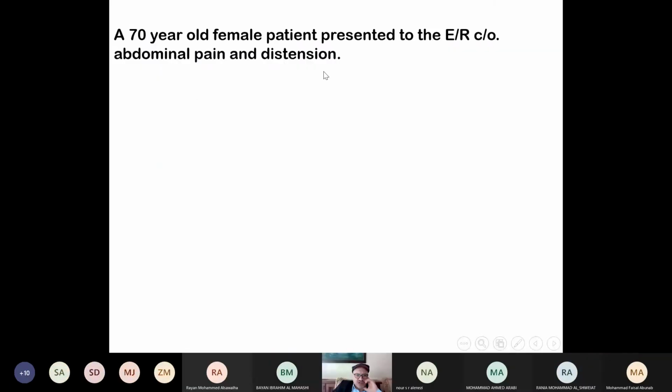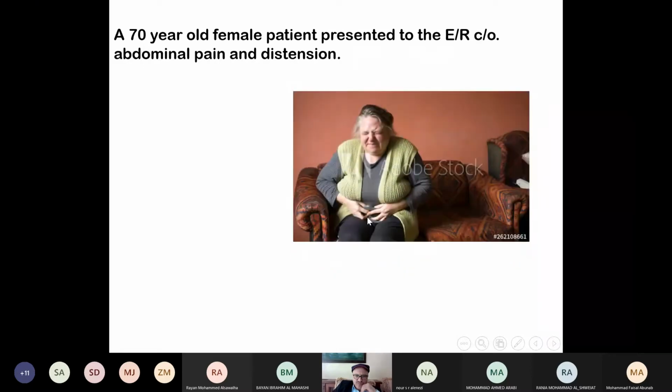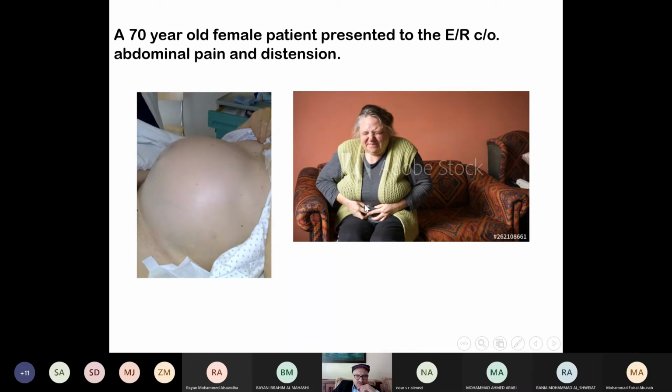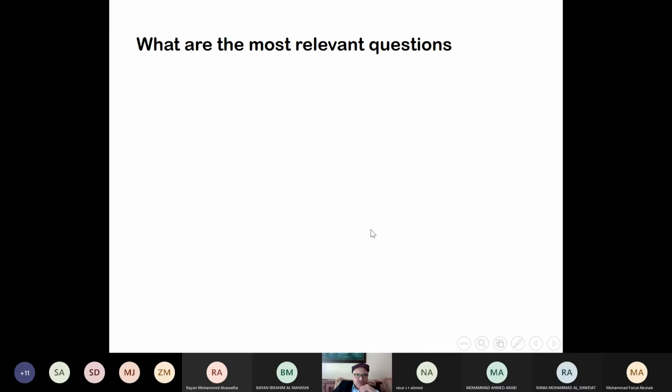...to the emergency room complaining of abdominal pain and distension. So please concentrate with me. She is a 70-year-old female, abdominal pain and distension. So this is what she is complaining of. So what are the most relevant questions you need to ask? I need 2 questions to be asked at this stage.